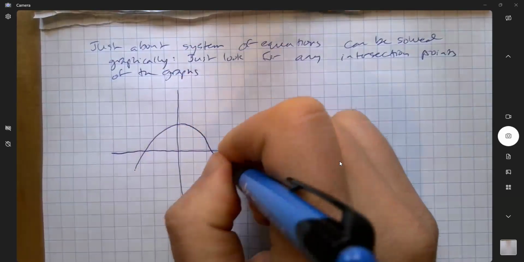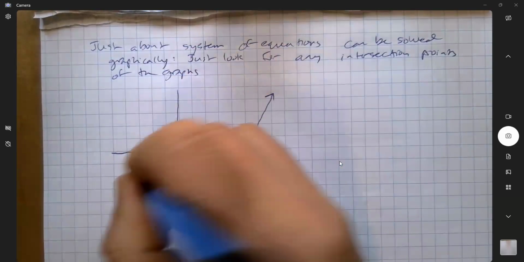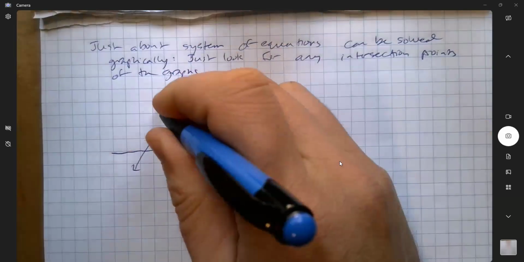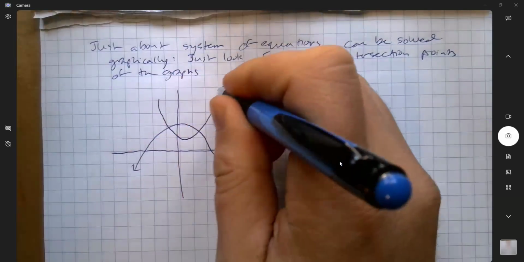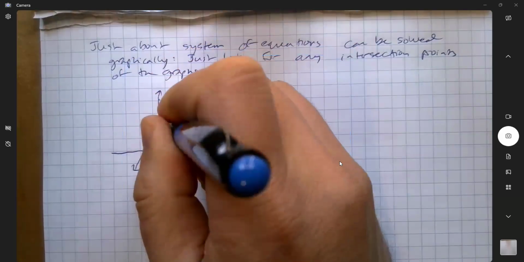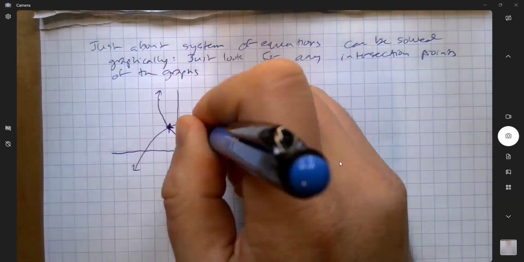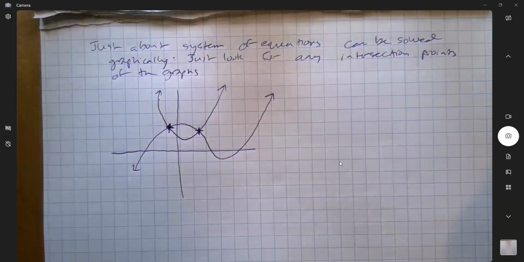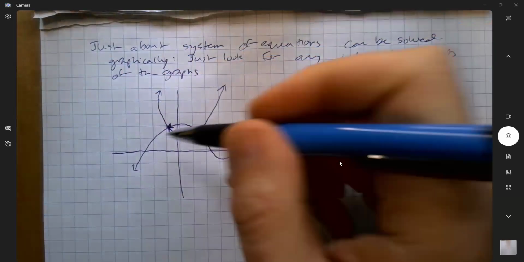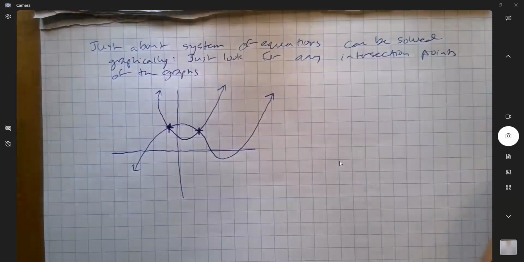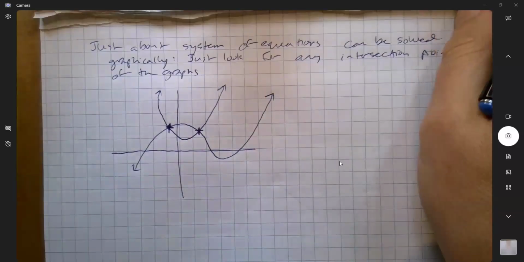Here's some function that's nice and curvy, and here's another function that's nice and curvy. And I can solve the system of equations just by looking for where these two graphs intersect. Those two intersection points will be the two solutions for this system of equations.